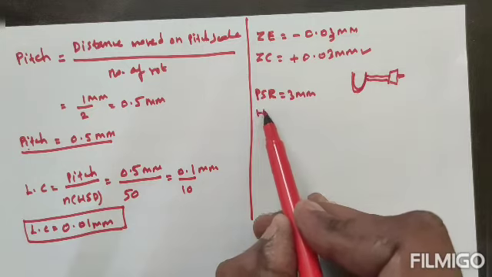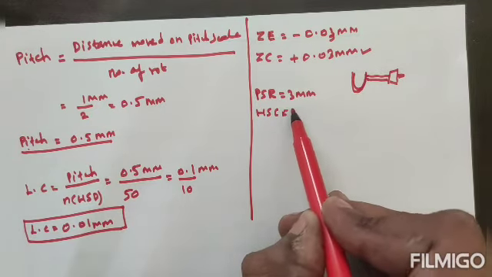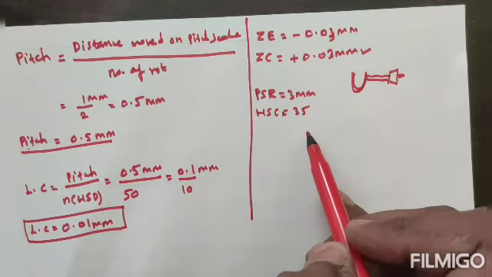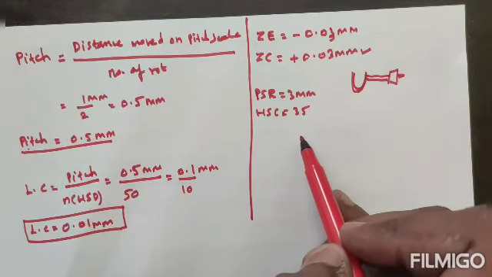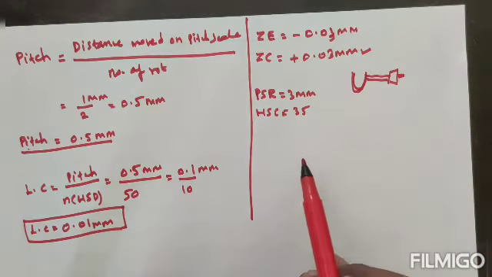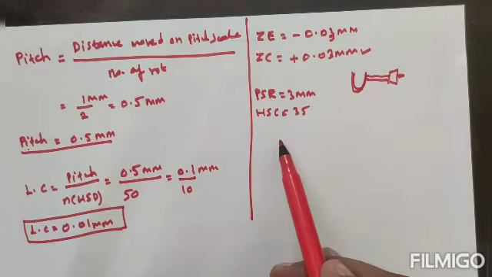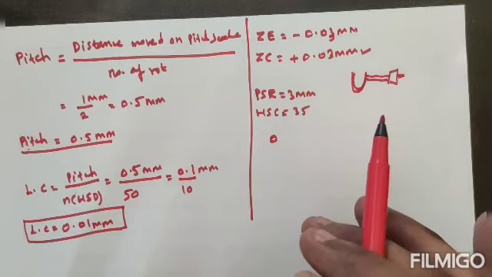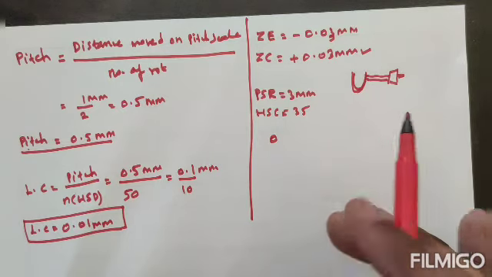So the head scale coincident is the 35th line, that is the 35th division. This is given to us. Therefore they are asking for the diameter. To find the diameter, first you should find the observed reading. The observed reading is actually initially the diameter. After that we want to find the correct reading.